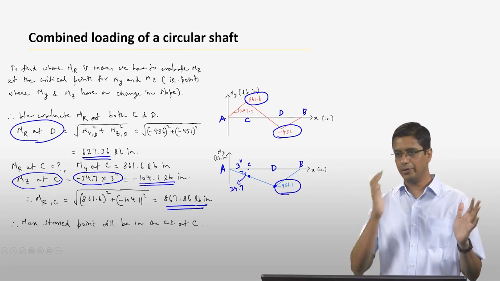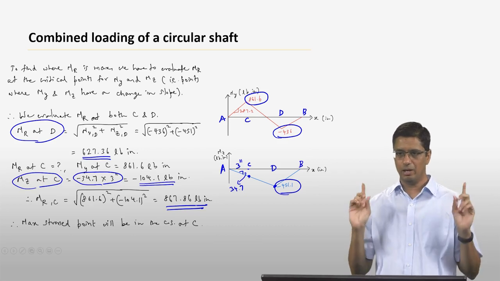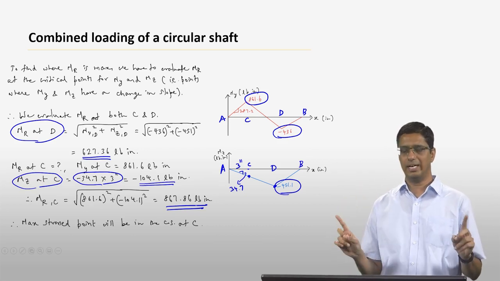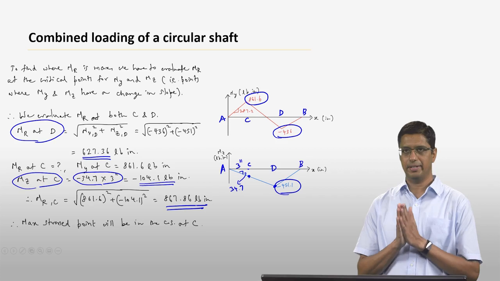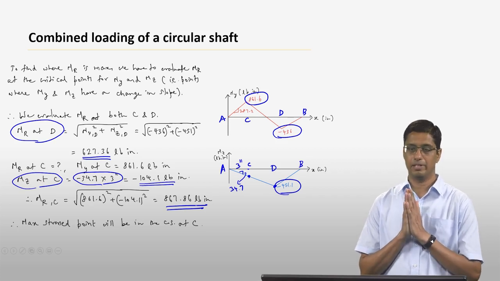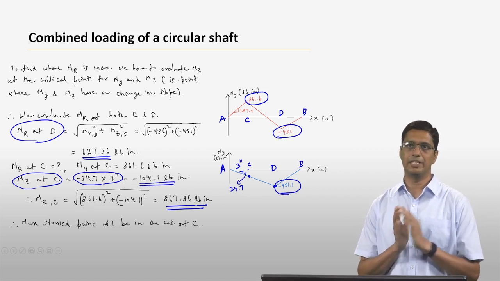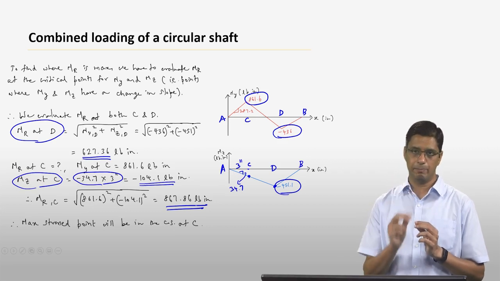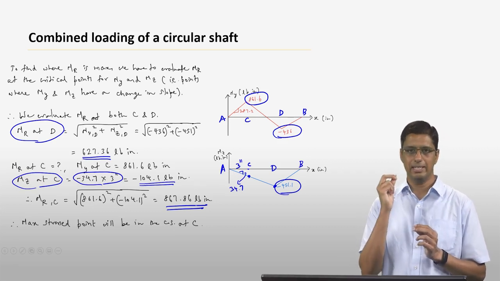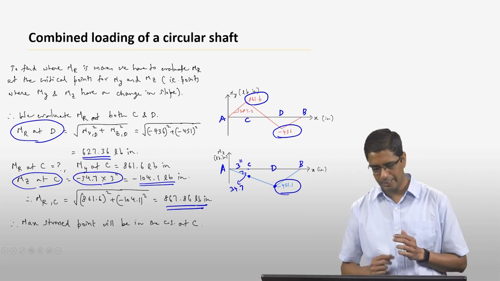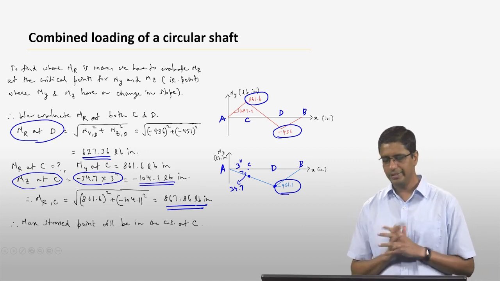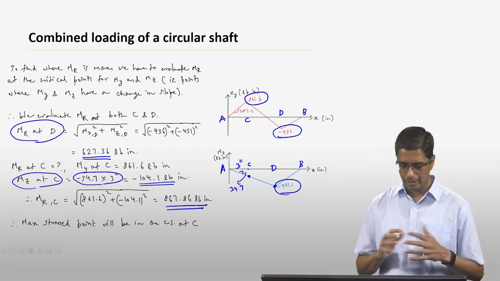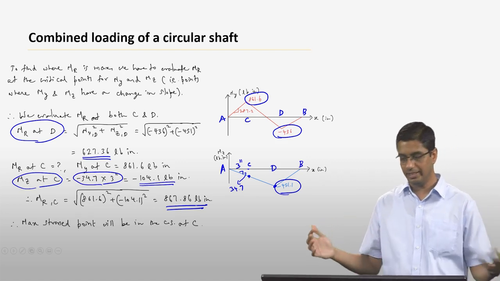Again, I want you to think about this carefully. All that you have done so far is find out the point where the internal resultant moment is maximum. We still don't know what specific point within that cross section is going to have the maximum bending stress, and that is what we'll do next. But right now we know what the maximum internal moment is going to be for the entire shaft, that is at point C.